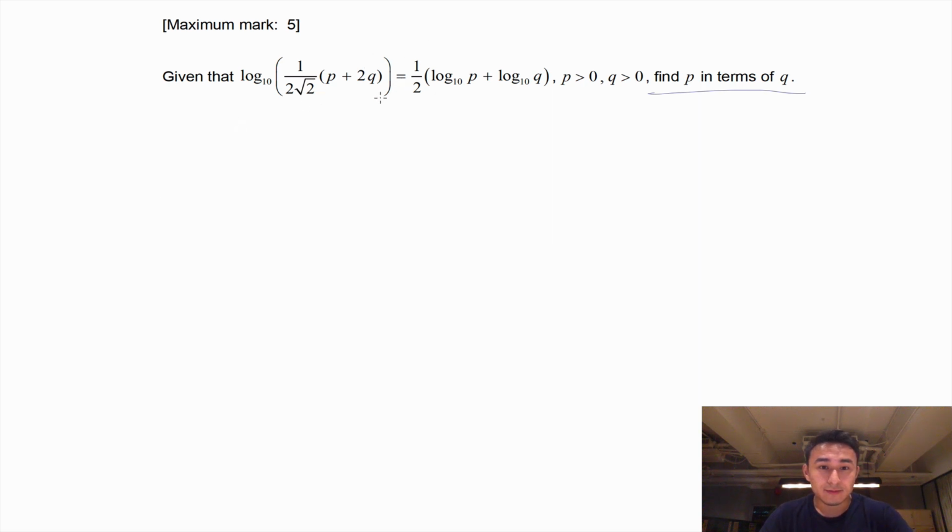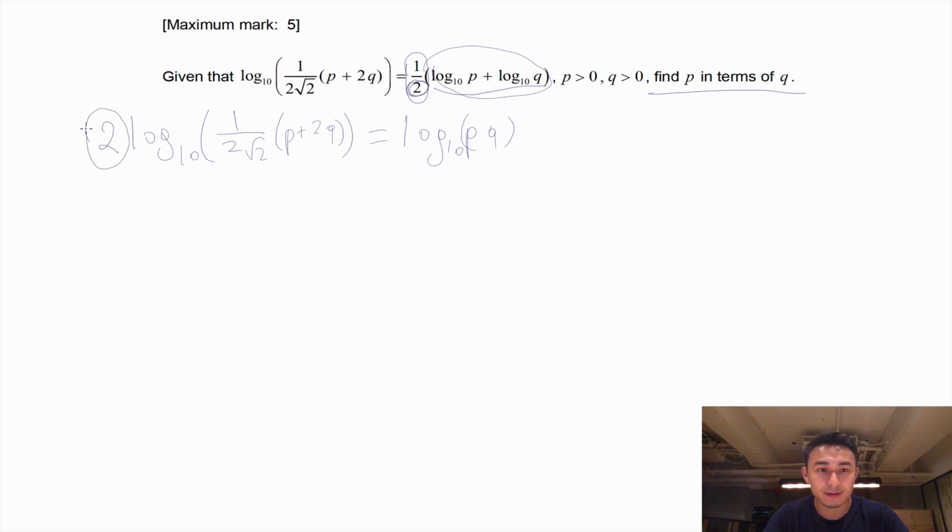Okay, so to solve this question, let's take this 1 over 2, the 2, and multiply by 2 both sides. So essentially it becomes 2 logarithm of 1 over 2 root 2 (p plus 2q), and then the base is 10, is equal to, now this part can be rewritten as logarithm of p multiplied by q, and the base is 10. This is the rule, the sum rule.